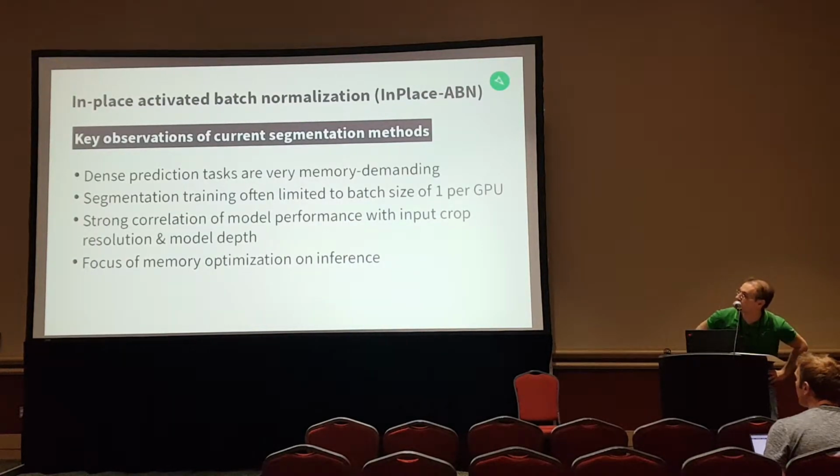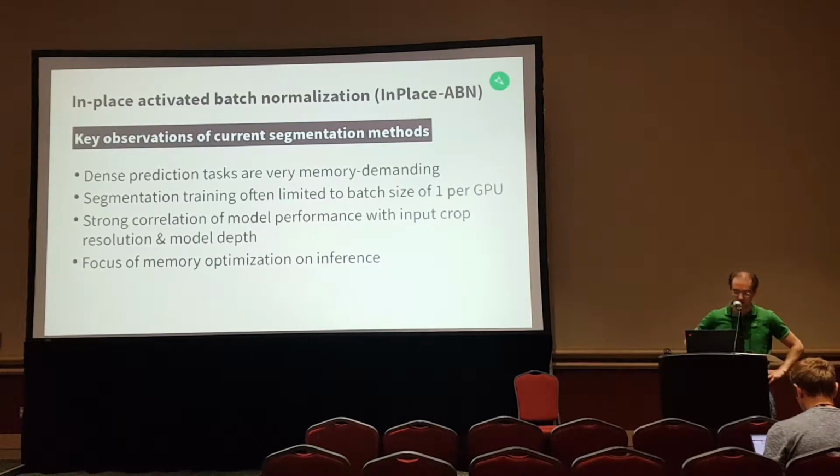So we come now to the main work that allowed us to get to this result. We call this in-place activated BatchNorm. The key observation comes from the fact that for tasks like image segmentation, we need to have dense predictions, and those typically are very memory intensive. Typically you can fit only a batch size of 1 per GPU, so 1 image per GPU, unless you want to really reduce the crop size or reduce the model.